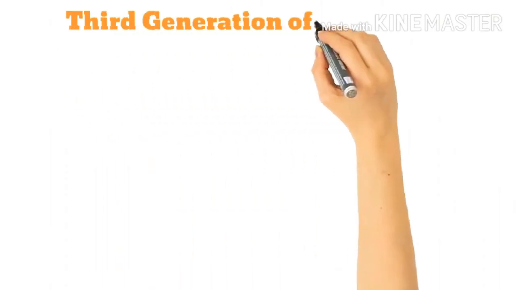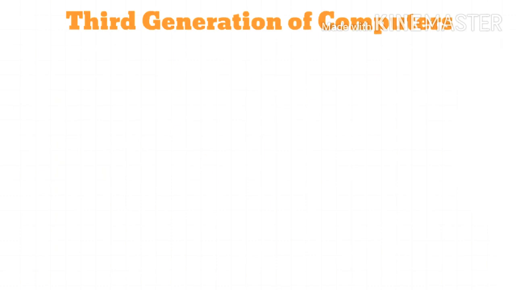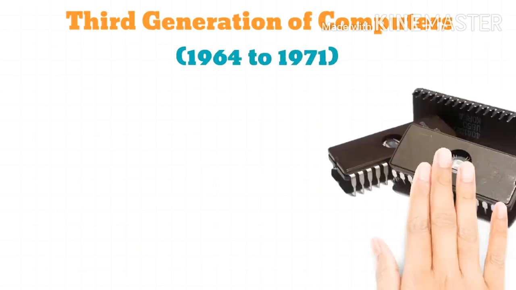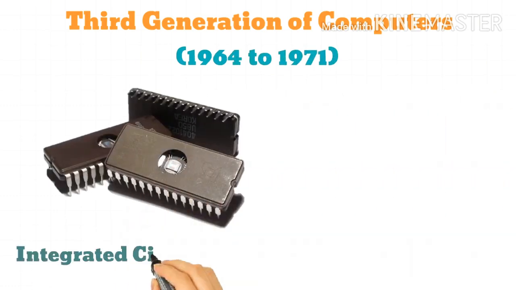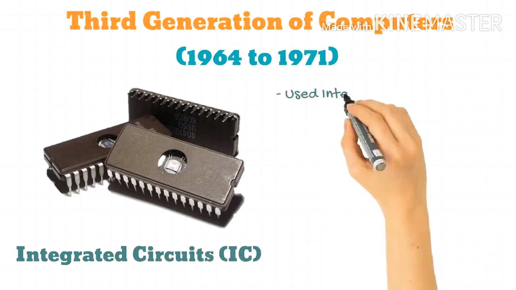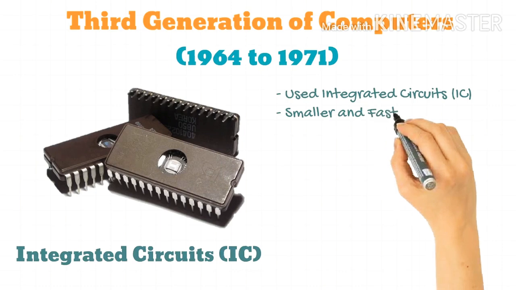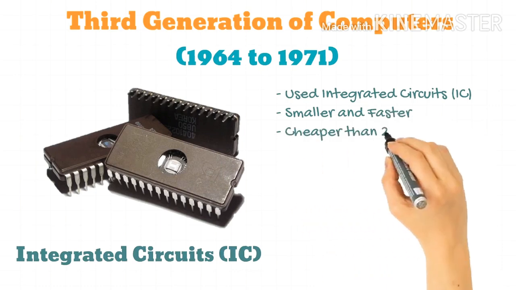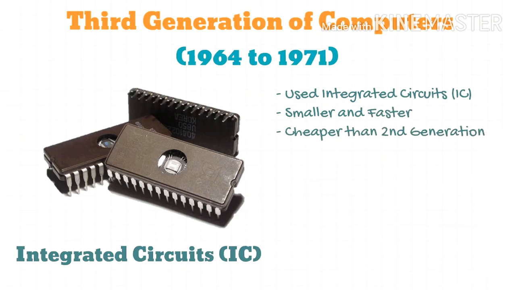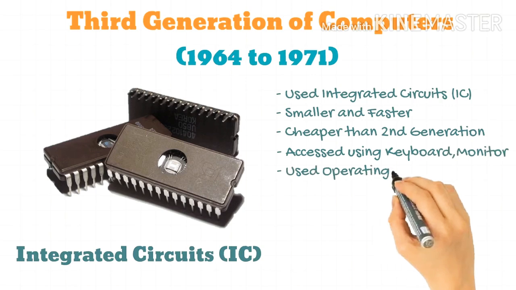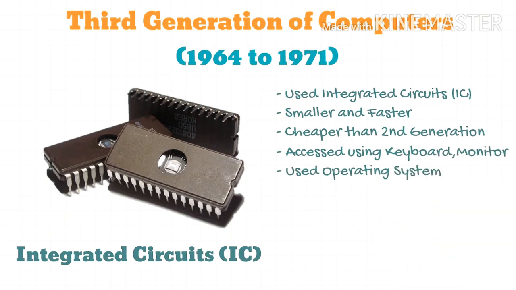The third generation of computer was between 1964 to 1971, when integrated circuit or IC replaced transistors. This made computers smaller, faster, and cheaper than earlier computers. They were accessed using keyboard and monitor, and even had an operating system to enable them to run different applications at the same time.